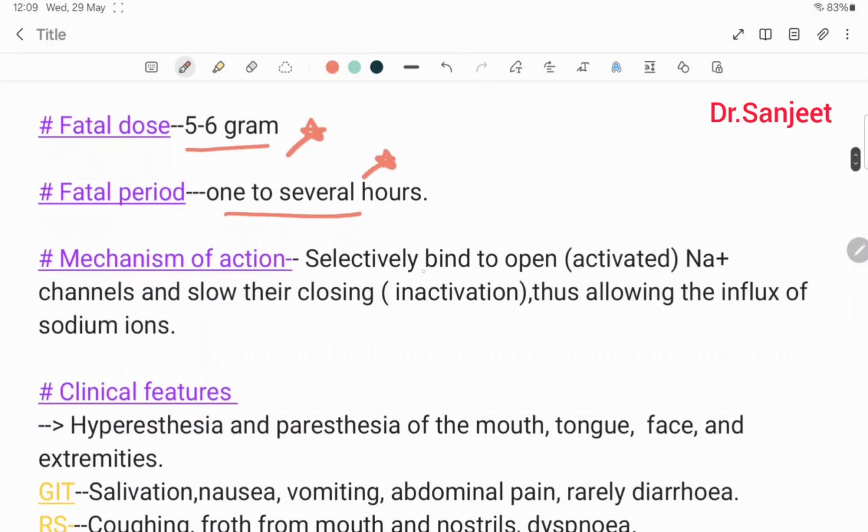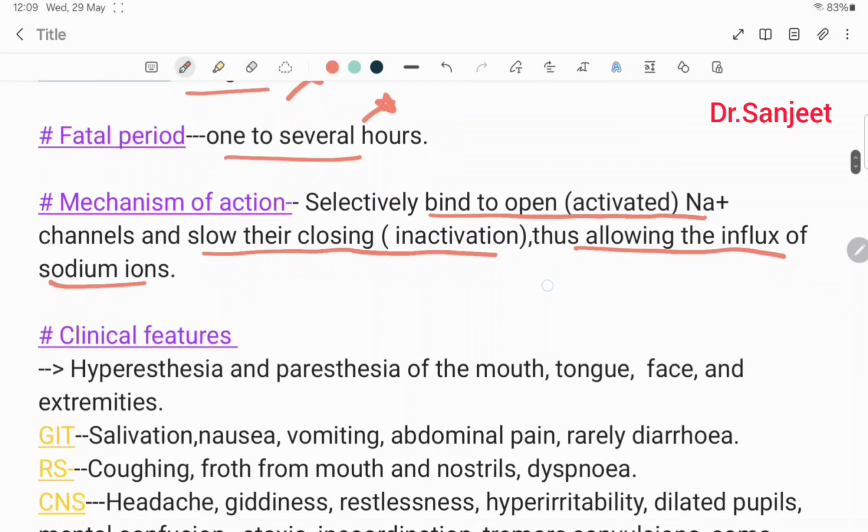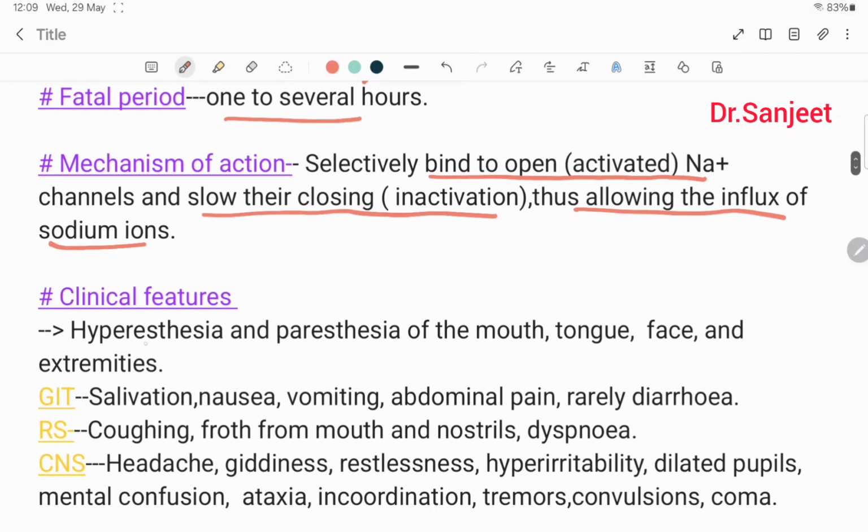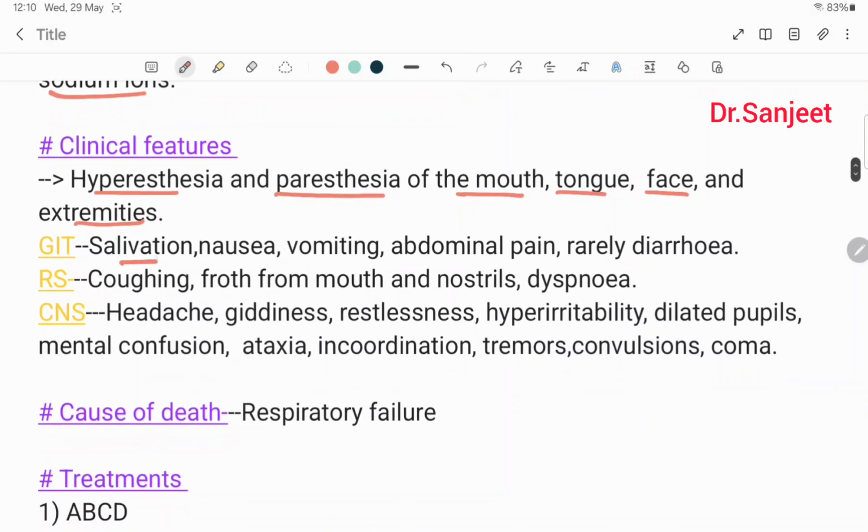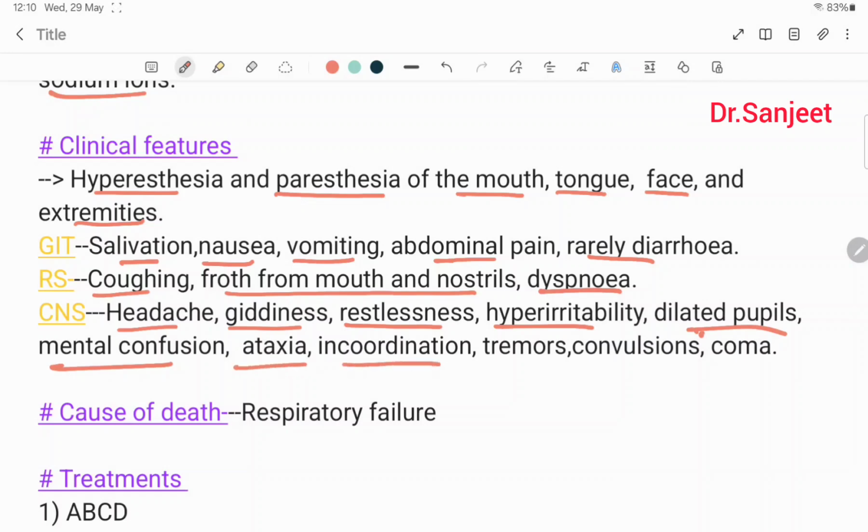Then mechanism of action: selectively bind to the open activated sodium channel and slow their closing or inactivation, thus allowing the influx of sodium ions. Clinical features: hyperesthesia and paresthesia of the mouth, tongue, face and extremities. GIT: salivation, nausea, vomiting, abdominal pain, rarely diarrhea. Respiratory system: coughing, froth from mouth and nostril, dyspnea. CNS: headache, giddiness, restlessness, hyperirritability, dilated pupils, mental confusion, ataxia, incoordination, tremor, convulsion and coma. Cause of death: respiratory failure.